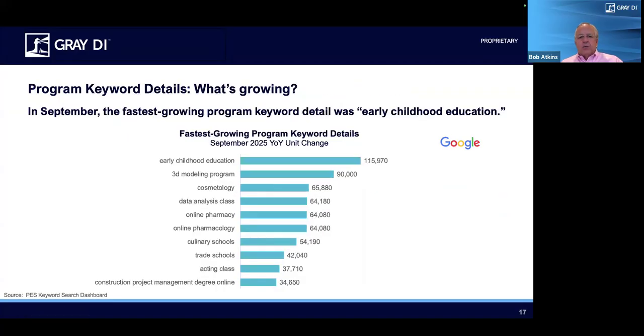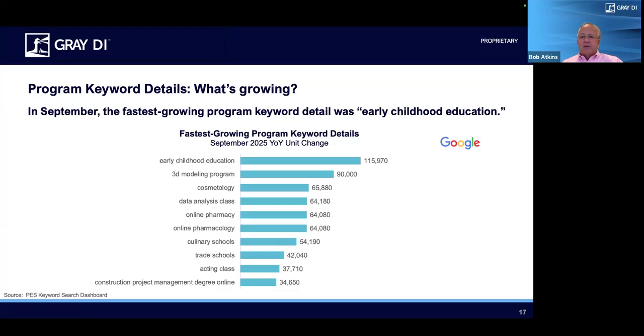So let's look at the keywords that are hot. And we should expect to see the 3D modeling here as we saw it on the prior page, but we've got early childhood education, cosmetology, data analysis, very consistent with the information we saw before on the growth in that program, online pharmacy, online pharmacology, culinary schools, trade schools, acting class, and construction management degree online.